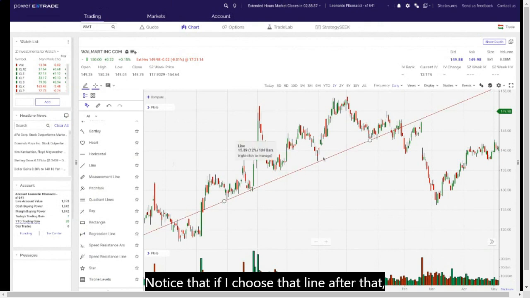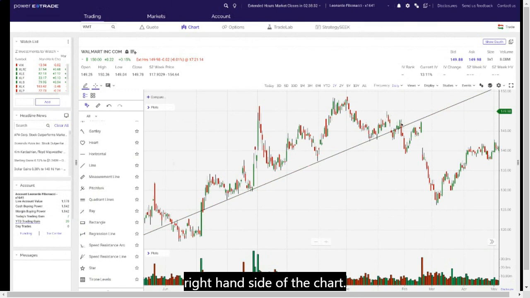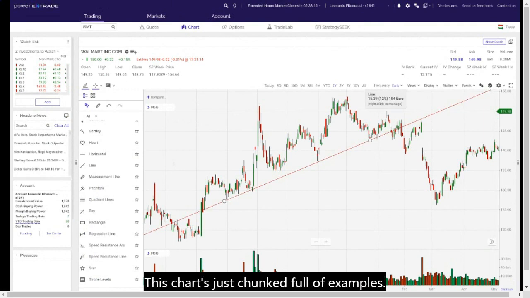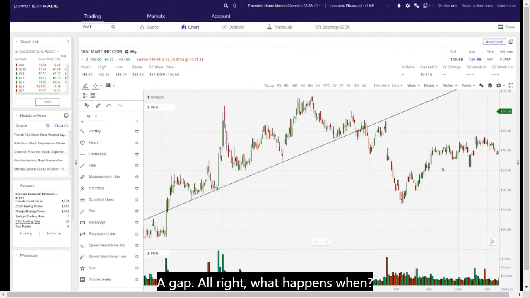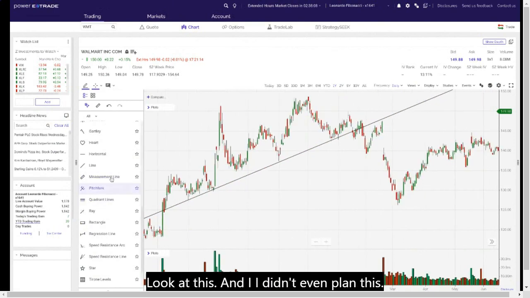Notice that if I choose that line, after that support was broken here on the right-hand side of the chart, it dropped below the line, came back up. What did it do? The line that was previously support has now become resistance. Man, this chart's just chock full of examples. This is a role reversal right here. What comes after the role reversal? A gap. All right? Look at this. I didn't even plan this. This is just a thing of beauty right here.